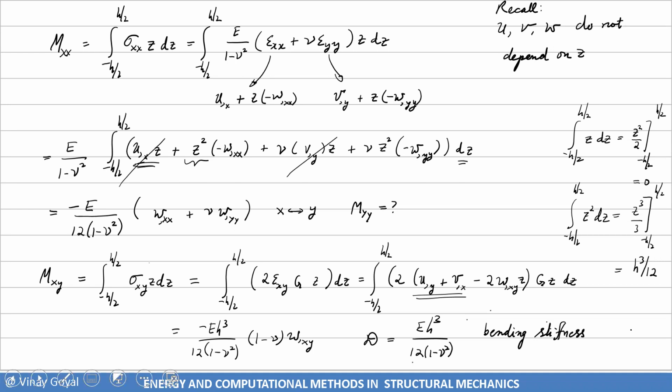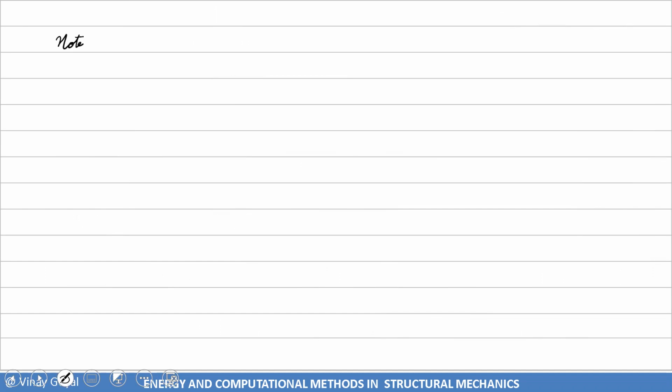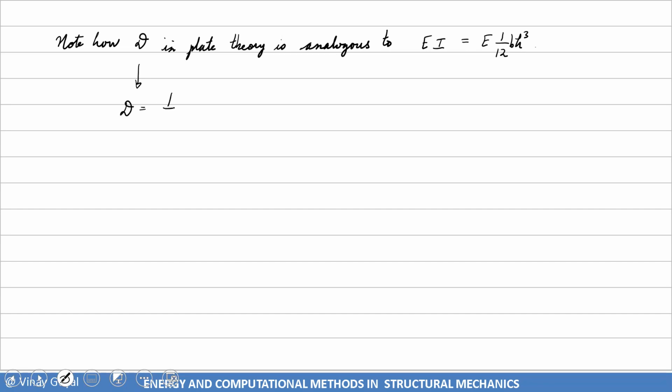Note, I want to do a note. Note how D is analogous in plate theory to EI, right? Because EI is E times 1 over 12 B H cubed. D is 1 over 12 E H cubed.